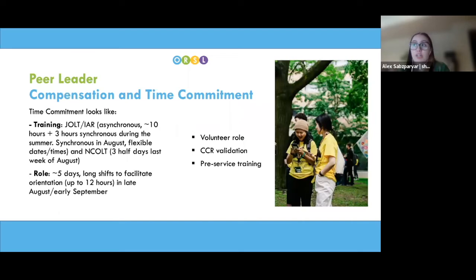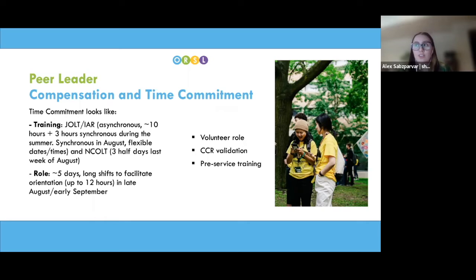So for the next slide, the compensation and time commitment. There is training so that we can help prepare you for the role. Orientation can be a pretty intense week or two. So the university provides what's called JOLT, Joint Orientation Leader Training. That is a time where you're meeting with a bunch of colleges. So I believe you'll see students from Innis, students from St. Mike's, and I think engineers are also sometimes there. So all the leaders are coming together and getting training together. That is about 10 hours. That's 3 hours synchronous during the summer, and it is pretty flexible. They provide multiple dates, so you can pick a time that works best for your schedule.